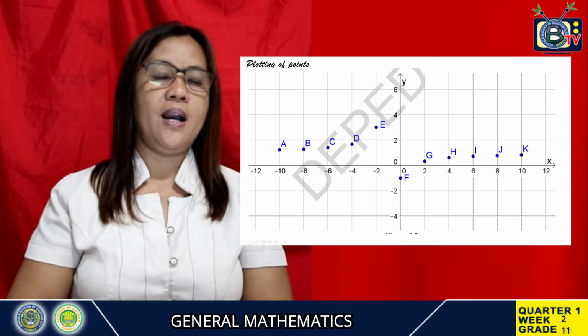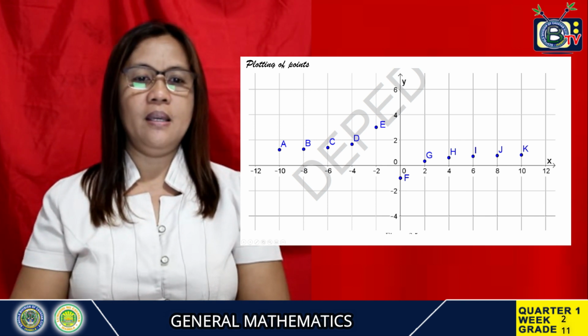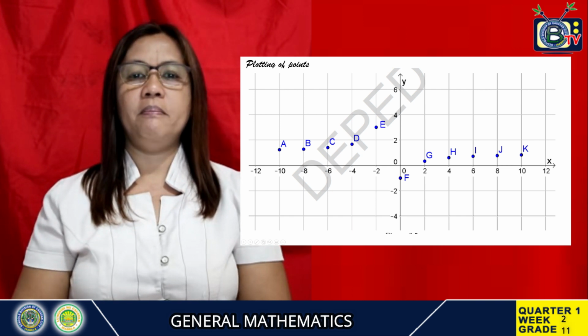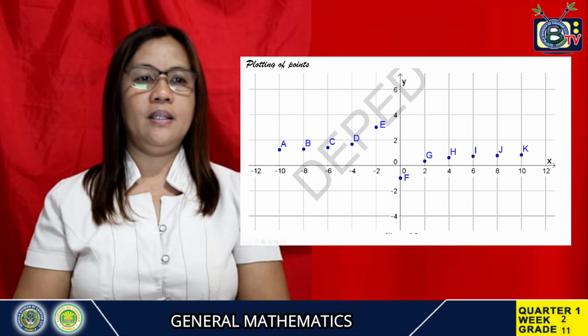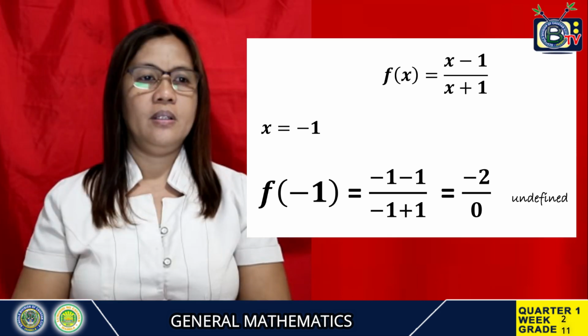Plotting the points, we have point A, point B, point C, point D, point E, point F, point G, point H, point I, point J, and point K. Connecting the points, is the graph correct? Are we going to connect point E to point F?